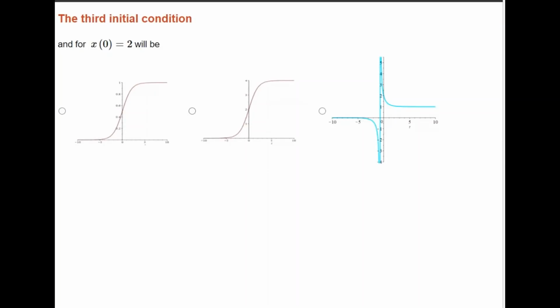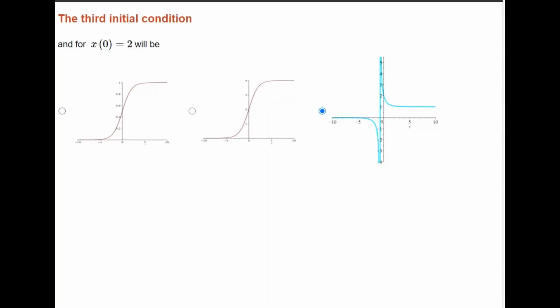And the third initial condition, which was x0 equal to 2, shows the possibilities of two graphs that can be the solutions, because two of these graphs pass through x equal to 2 when t is 0. And we have to find out which could be the correct one. And for that, we have to look at the solution that we have found. So please go back to the solution that you have found and see whether the graph would look like this one or this one.